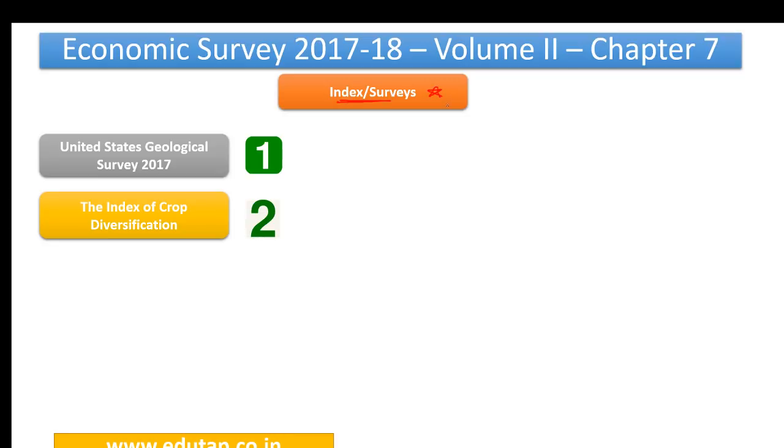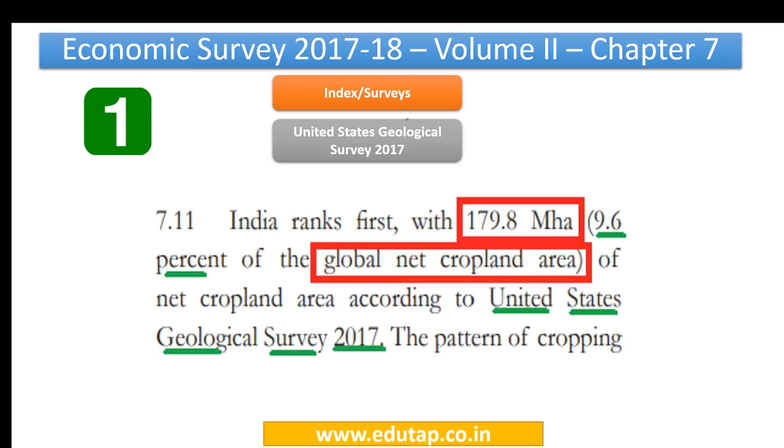So when we analyze this particular chapter, there are two important points that we come across, right? The first is the United States Geological Survey 2017, and the other is the Index of Crop Diversification. Now, when you come to this particular survey, what are the things that you need to memorize? You just need to know India's rank, right? India ranks first, in fact. So this automatically becomes very important for us, right?